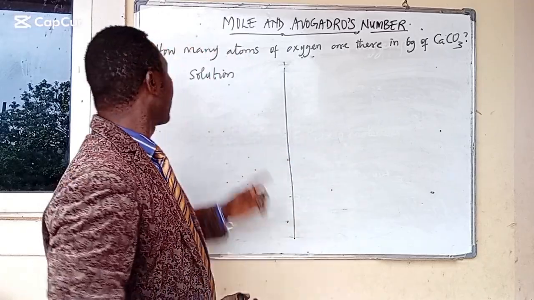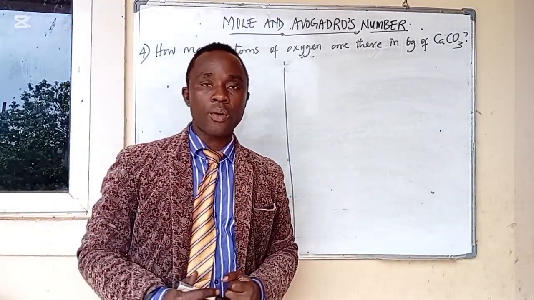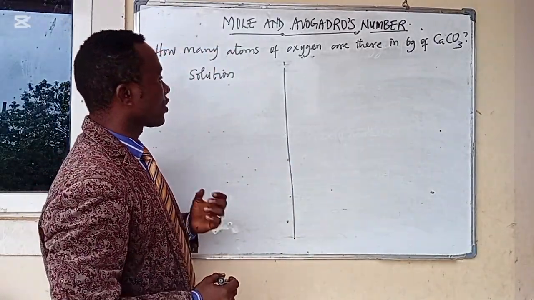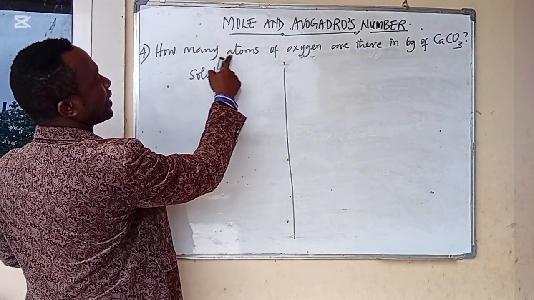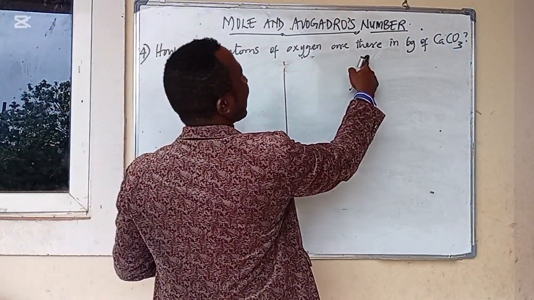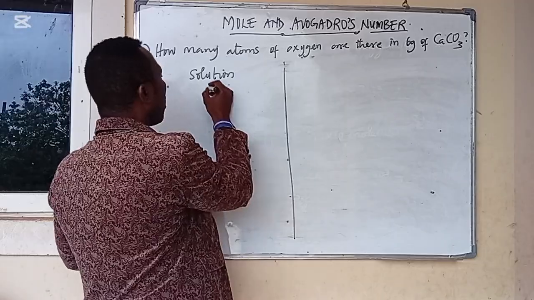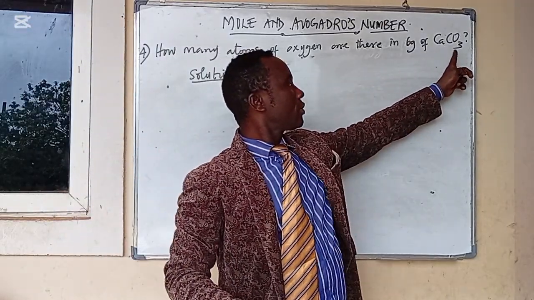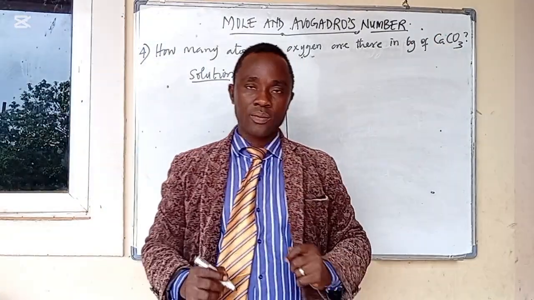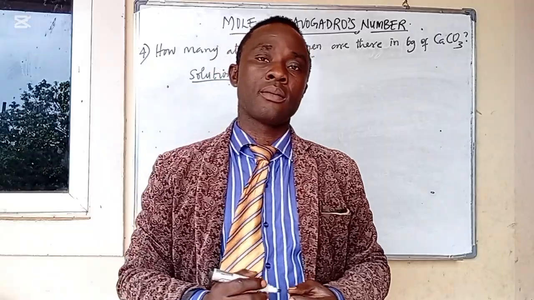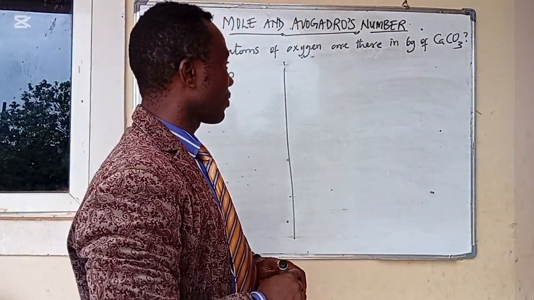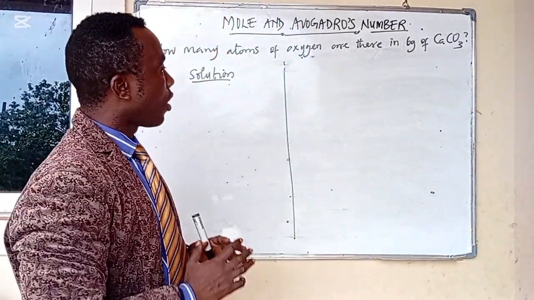So let us now take question number 4. The question says, how many atoms of oxygen are there in 6 grams of calcium trioxocarbonate 4? How many atoms of oxygen?